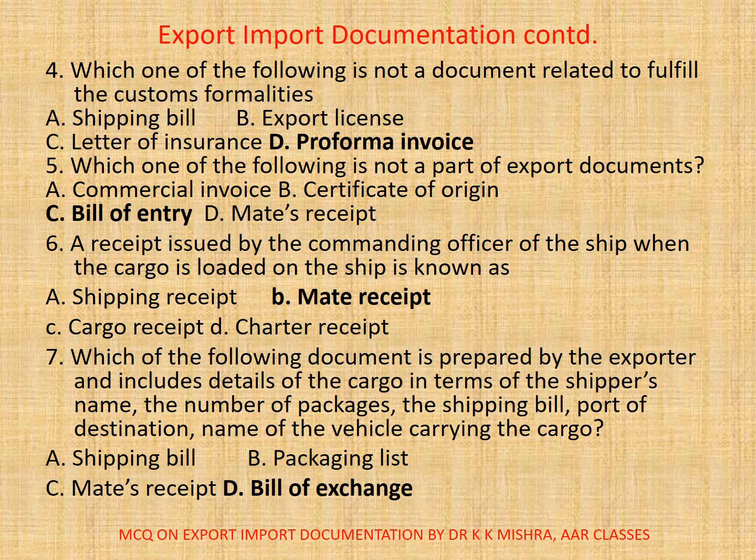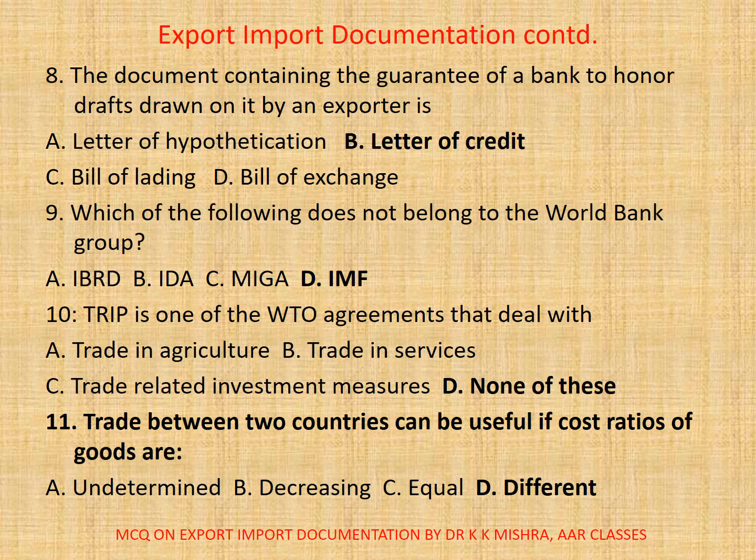7. Which of the following document is prepared by the exporter and includes details of the cargo in terms of the shipper's name, the number of packages, the shipping bill, port of destination, name of the vehicle carrying the cargo? Options are A. Shipping bill, B. Packaging list, C. Mate's receipt, D. Bill of exchange. Correct option is D. Bill of exchange.